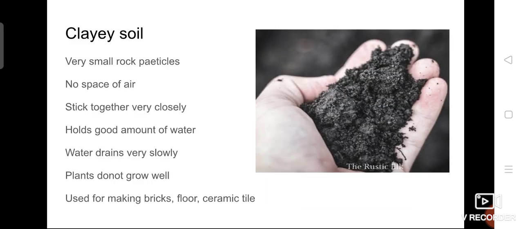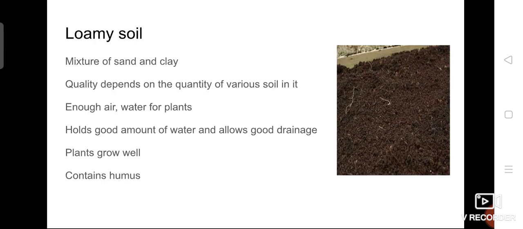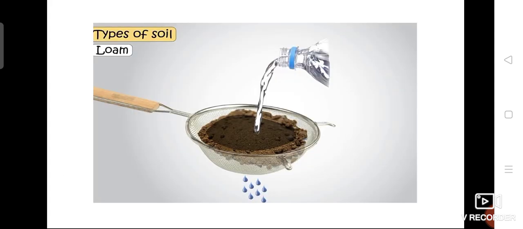Okay, but loamy soil is a mixture of both sand and clay, so enough air, enough water holding capacity and enough drainage, so plants grow very well in this soil. It is also rich in humus. Humus is nothing but dead remains of plants and animals, which makes the soil more fertile. Okay, so this is loamy soil taken in the filter, and we are pouring the water. It has a good capacity to hold the water as well as a drainage system, so it is suitable for plant growth. Okay, the remaining things I'll continue in the next session.